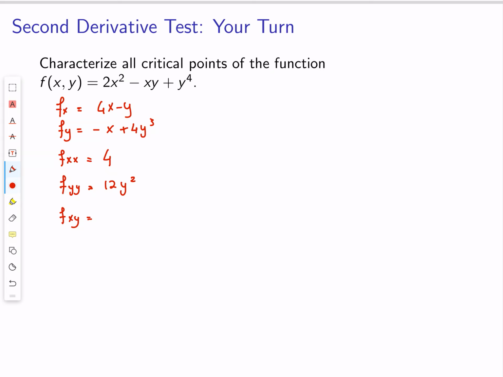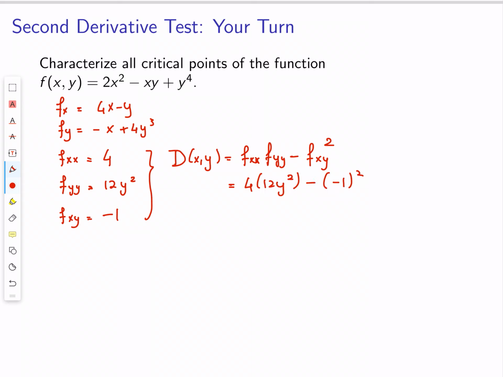And f sub xy is the mixed partial. If I take the derivative of 4x minus y with respect to y, it is minus 1. And of course I could have taken the derivative of f sub y with respect to x, and same thing. It's minus 1. So now I can construct the function D, which is f sub xx times f sub yy minus the mixed partial squared. So that is 4 times 12y squared minus 1 squared. So that's 48y squared minus 1.